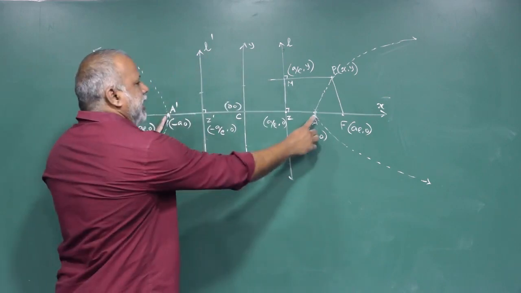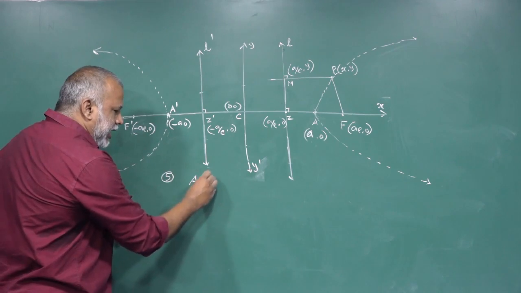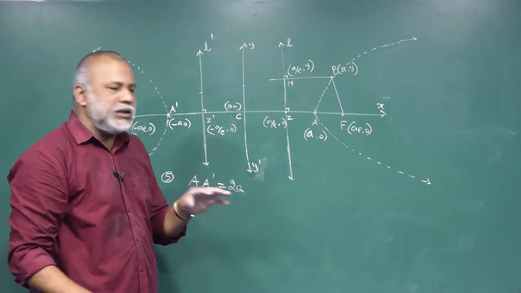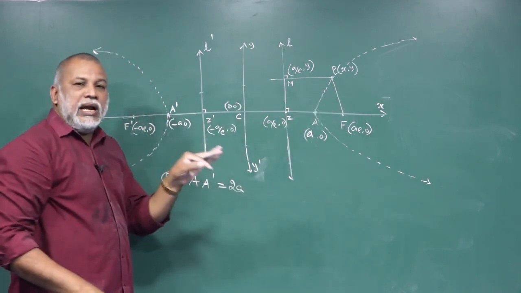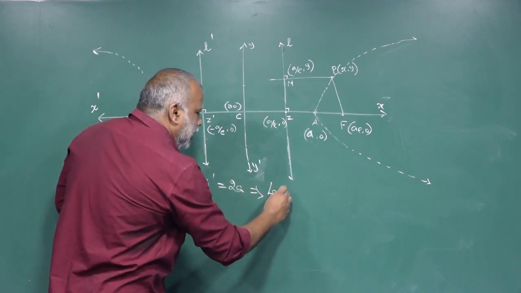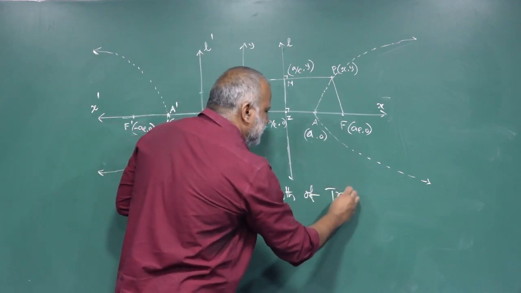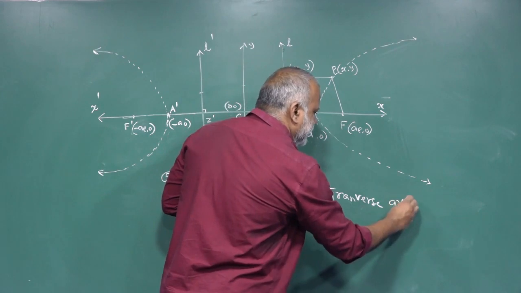This value A dash, we already say the result number 5. A dash equal to 2A. In ellipse also A dash equal to 2A. But the naming here is called length of the transverse axis. Length of transverse axis.